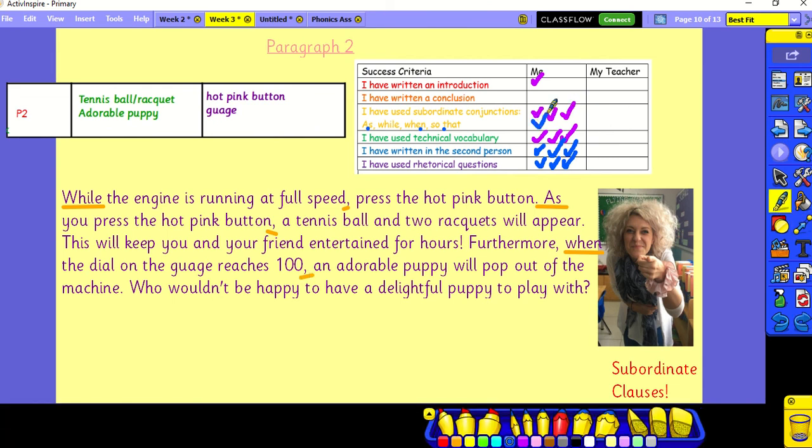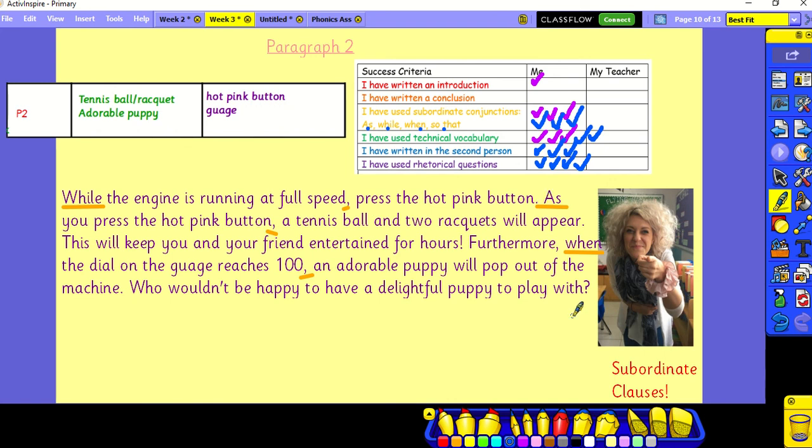So even if I don't use any for the rest of my explanation text, I know that I've used 6 and I've used one of each, and that's okay. I have used gauge and hot pink button. I've written in the second person. I don't need to keep ticking that because I'm still doing it. I've used another rhetorical question. Job done. Excellent job done. Look, Grumpy Miss Hill is happy.